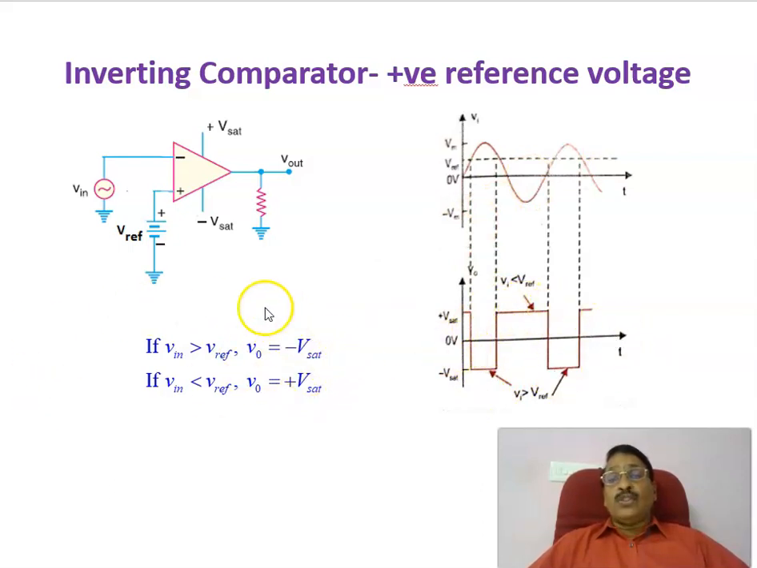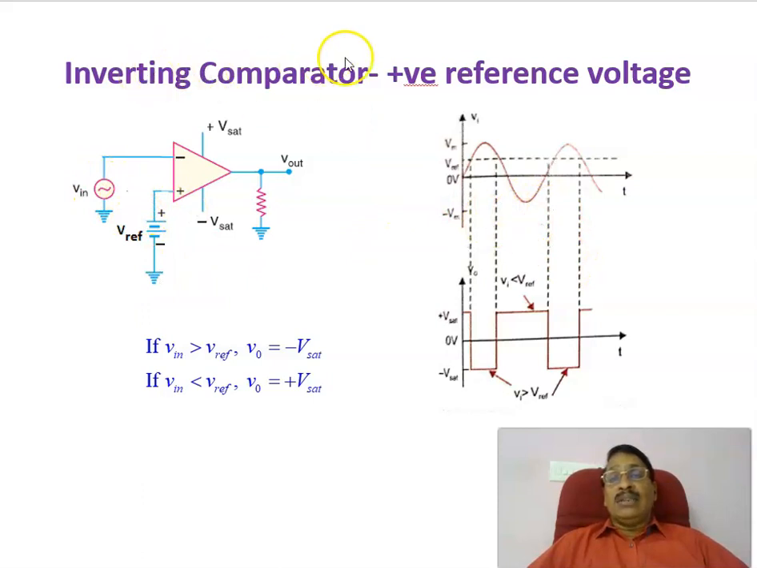Therefore, it is just opposite to the previous case. Depending upon the input voltage magnitude and the reference voltage, output will be either minus V sat or plus V sat. The rule is that if input voltage is more than the reference voltage, then output equals minus V sat. And if input voltage is less than V reference, output voltage equals plus V sat. Therefore, it will be either plus V sat or minus V sat depending upon the relative magnitude of the input voltage as well as the reference voltage.